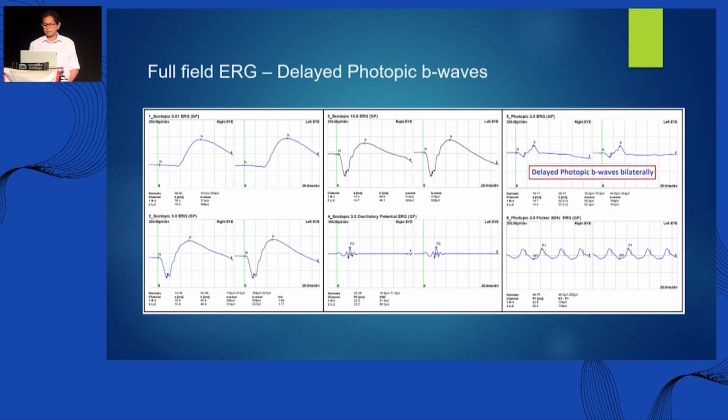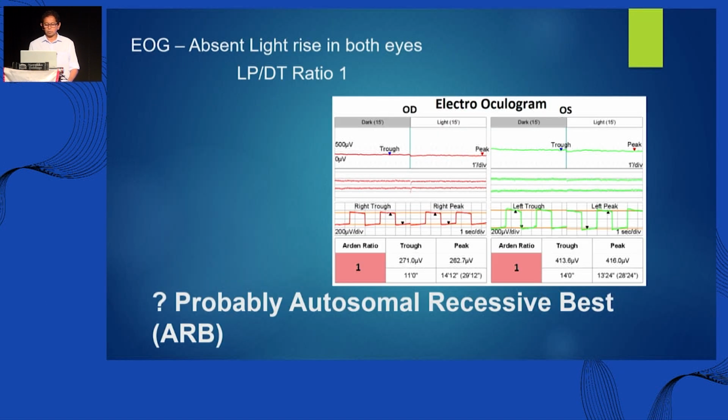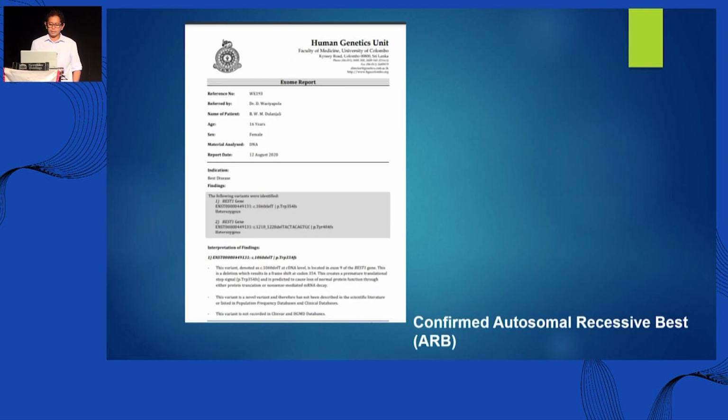Full field ERG was mostly normal, but the electrooculogram showed that this is 1. So this is most probably autosomal recessive Best disease, and that is the typical picture that you get with autosomal recessive Best. Remember that, don't treat them for CNVs. And this we confirmed with genetic testing, confirming that this was autosomal recessive Best.